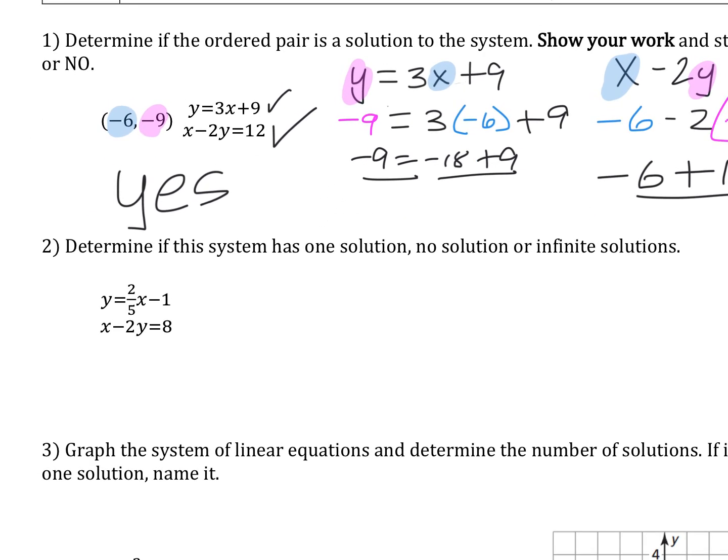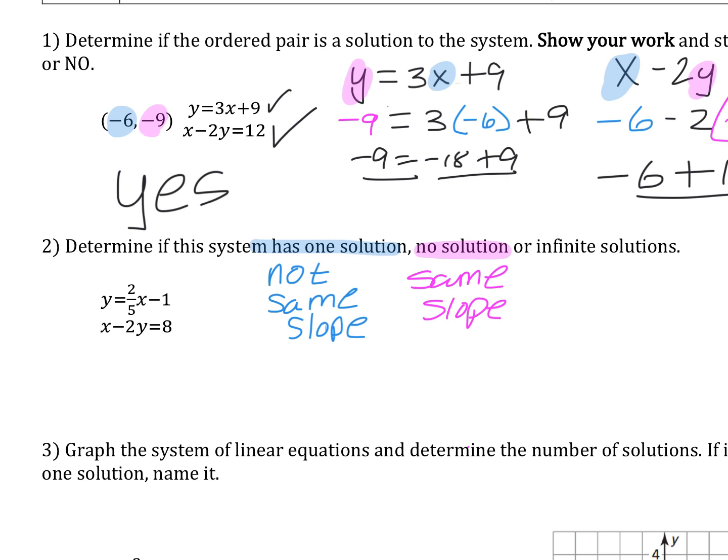Okay, so for number 2, remember that if the two equations do not have the same slope, that means they're gonna intersect somewhere. We don't necessarily need to figure out where, because that's not what's required for this question. So that'll have one solution because it means they'll intersect somewhere. If they have no solution, what that's going to be is you're going to have two equations that have the same slope because they're going to be parallel lines that never intersect.